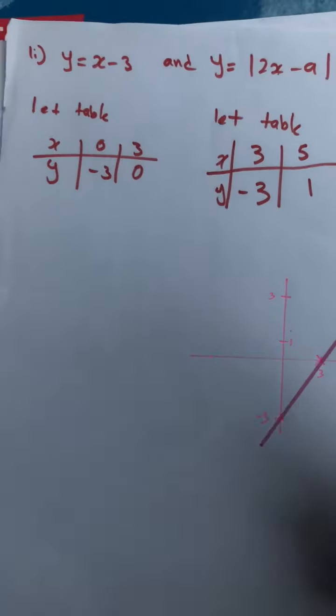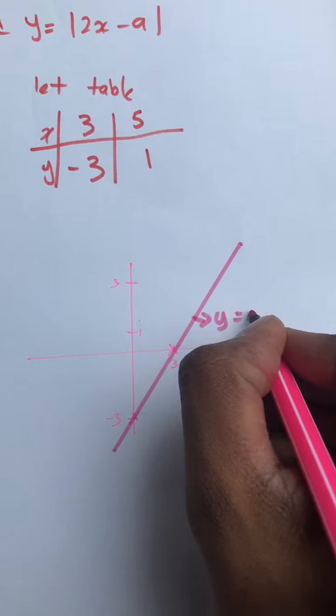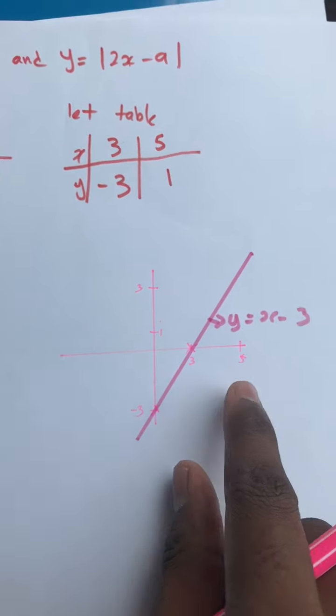I'll use another color to draw. I'll draw this graph real quick. Okay, so I already drew this graph. Remember to label your graph, must label. So y equals x minus 3. Okay, so I labelled it.